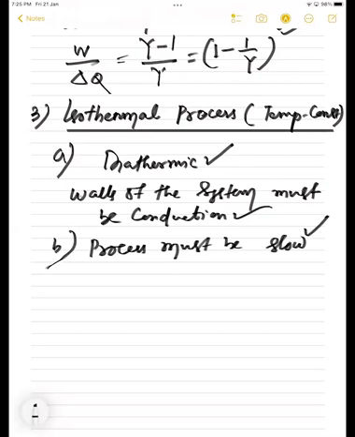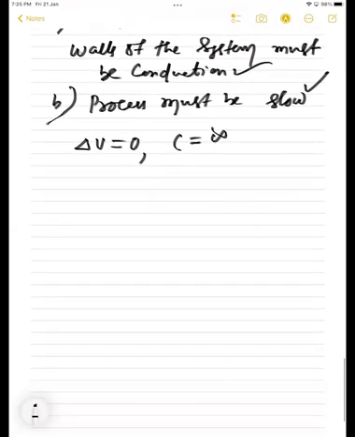That is, for isothermal process, change in internal energy is equal to zero. Heat is constant, no work done. So that means specific heat will be how much? Infinity. We can see here. And work done in an isothermal process, right? We can calculate that one. Just remember this one.